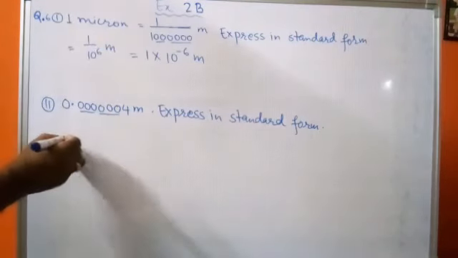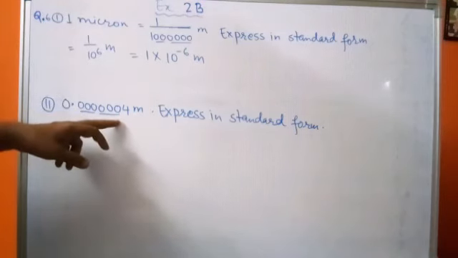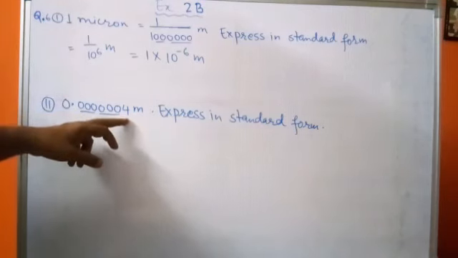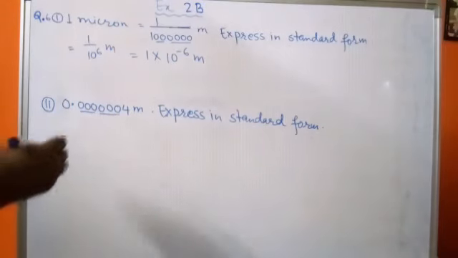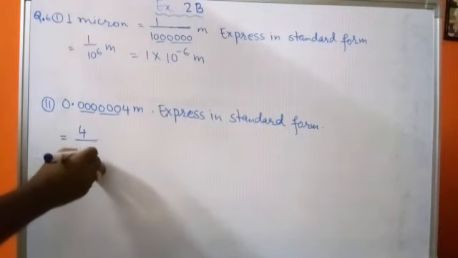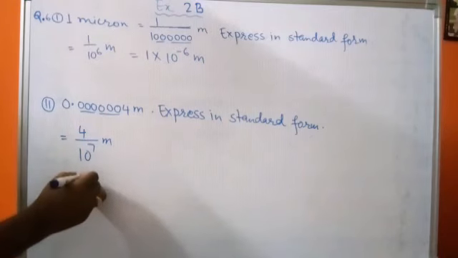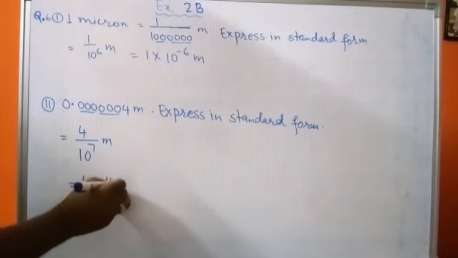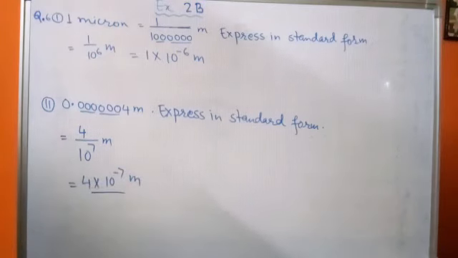In our next question, here also we see after the decimal there are 6 zeros and after that 4. So first of all this number is changed into A by B form, 4 by 10 to the power 7 m, or 4 into 10 to the power minus 7 m is the value of this number in standard form.